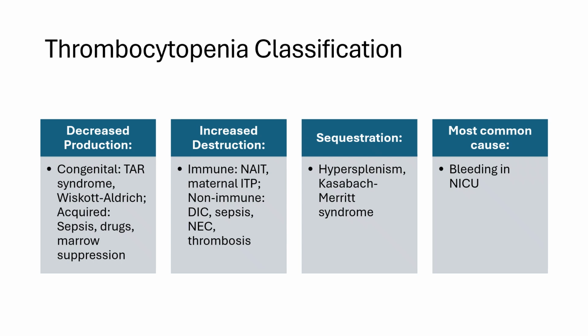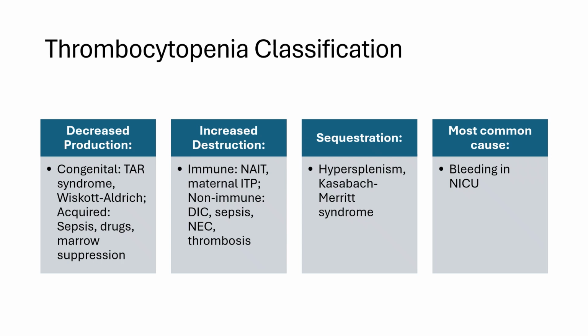Immune destruction occurs when maternal antibodies cross the placenta and target fetal platelets. In neonatal alloimmune thrombocytopenia, maternal antibodies react against paternal platelet antigens like HPA-1a. Maternal ITP involves maternal autoantibodies that also destroy fetal platelets. Non-immune destruction occurs through consumption during DIC, where thrombin generation leads to widespread platelet activation and consumption, or through mechanical destruction in sepsis and necrotizing enterocolitis.